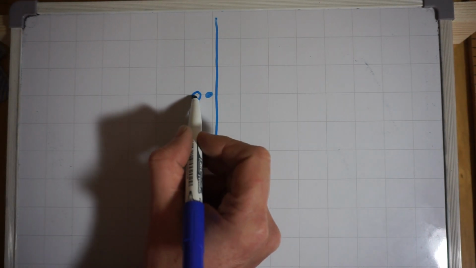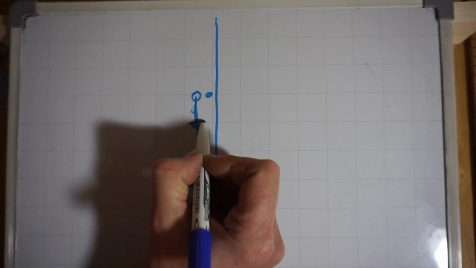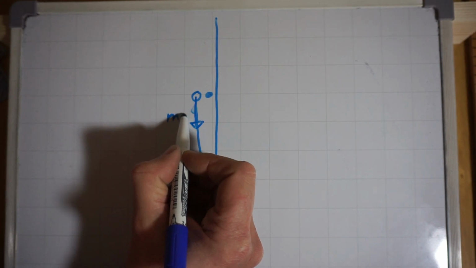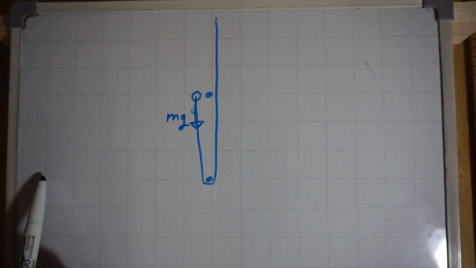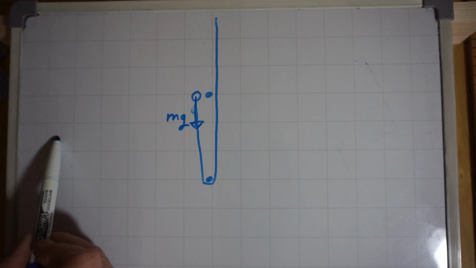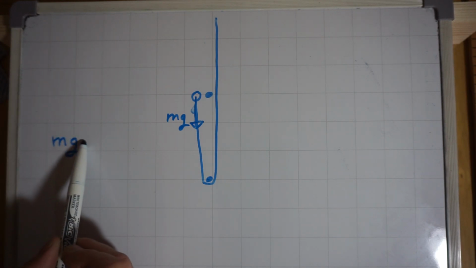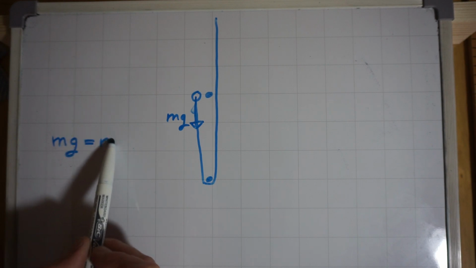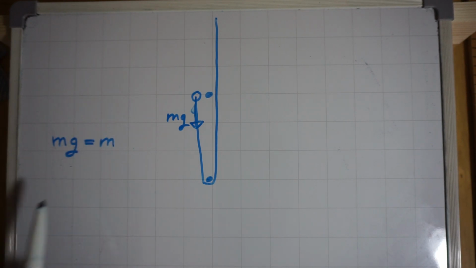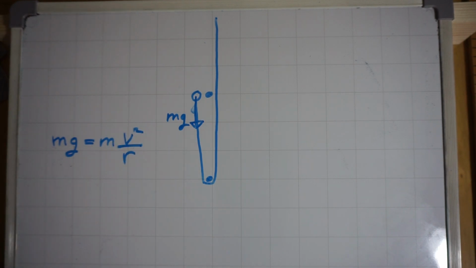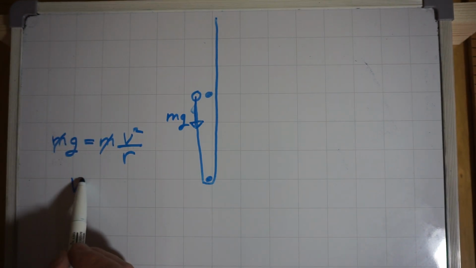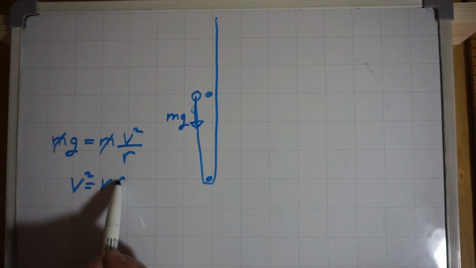So the only force acting on the sphere will be its weight downwards. This will be the resultant force. So as we've got circular motion, mg, the resultant force, will be equal to the mass times the acceleration, which will be v squared over r. We can cancel the m's, we can rearrange to get v squared equals rg.